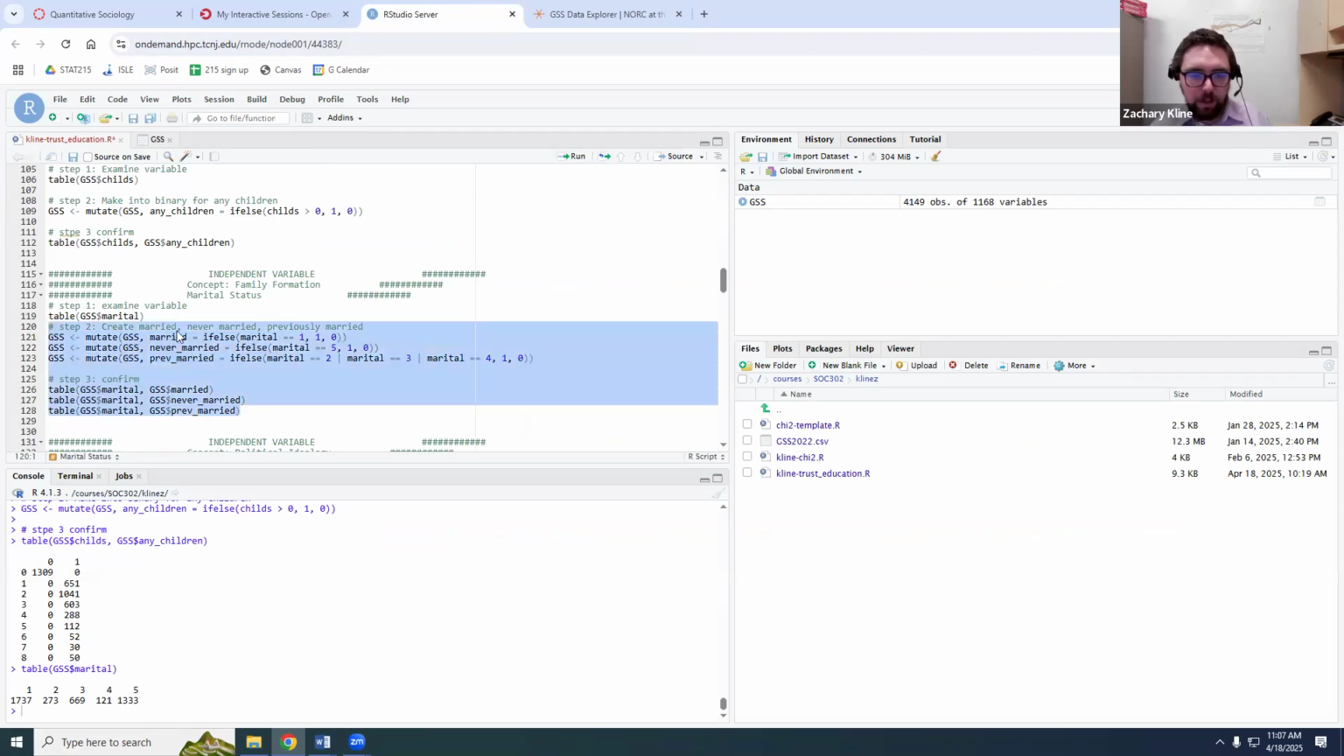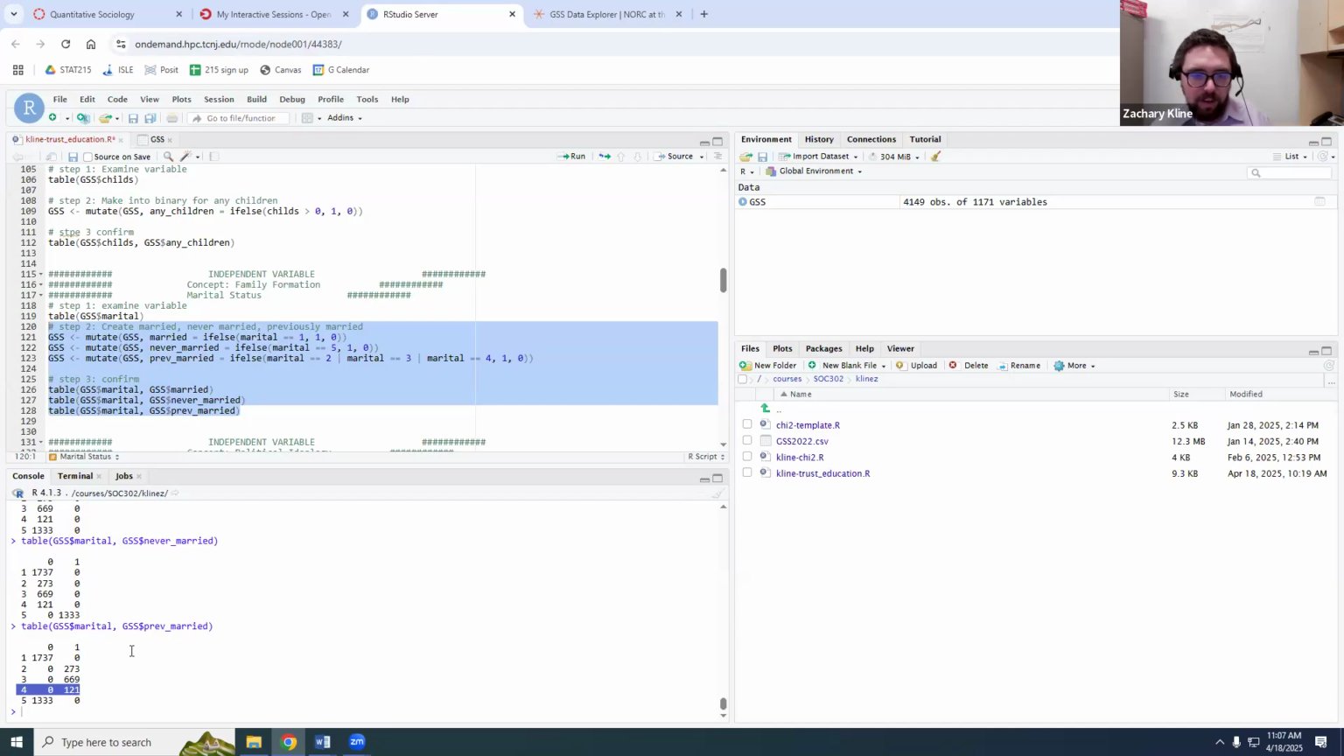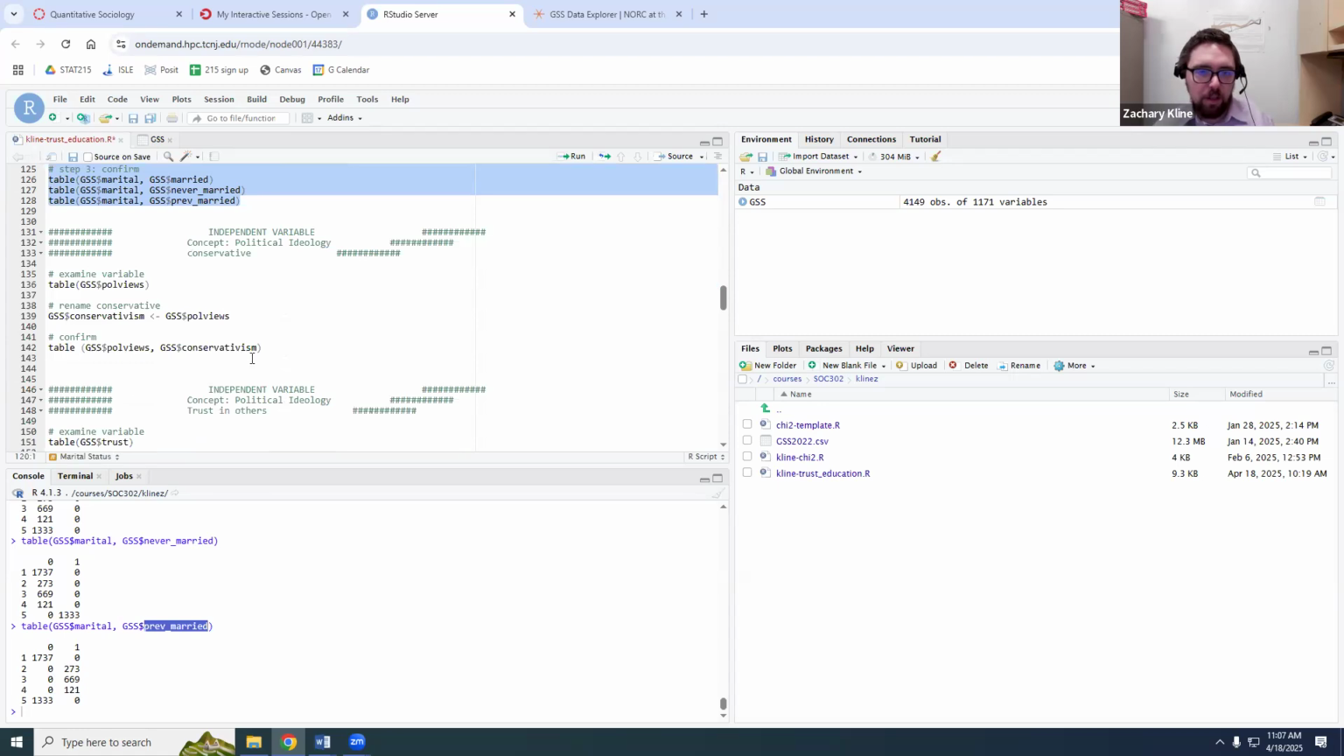And we're also going to use separate married and never married. So see, everyone has a value of whether they were widowed, divorced, or separated. They're going to have a value of 1 for the variable prev married, or previously married.